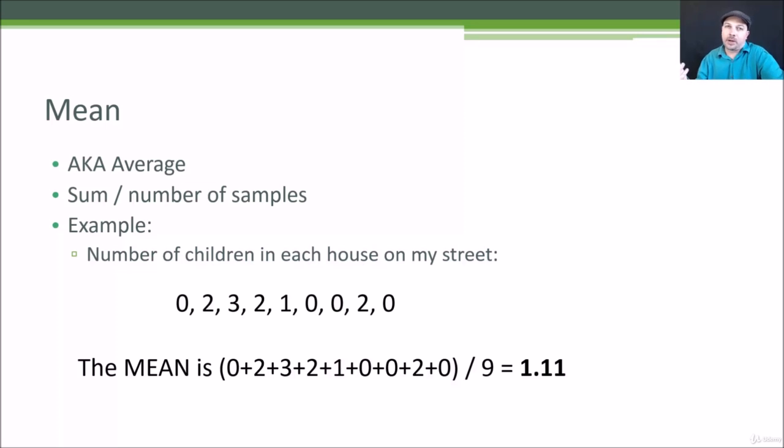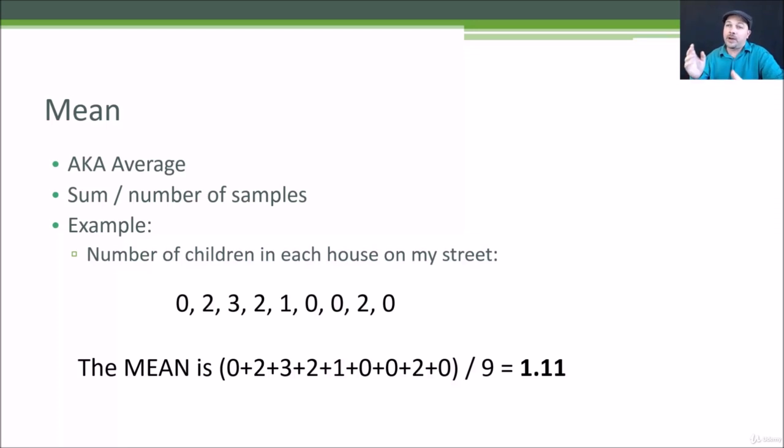So the mean, as you probably know, is just another name for the average. To calculate the mean of a data set, all you've got to do is sum up all of the values and divide it by the number of values that you have. So let's take this example. Let's say I went door to door in my neighborhood and asked everyone how many children live in their household. That, by the way, is a good example of discrete numerical data, right? Remember from the previous lecture?